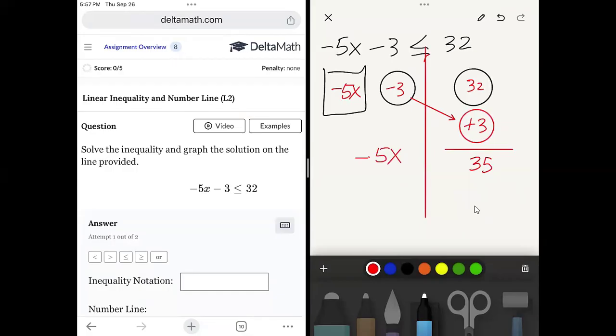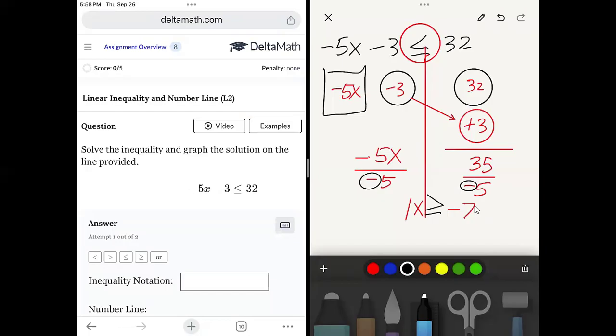Now, this is the only difference between solving equations and solving inequalities. When your coefficient is a negative number and you have to divide by a negative number, you have to flip the inequality. Let me show you. So -5 divided by -5 is 1x. 35 divided by -5 is -7. Now, this was less than or equal to, but now we're going to make it greater than or equal to. The reason that we switched it is because we divided by a negative. So if your last step is to divide by a negative, then you have to flip the inequality.